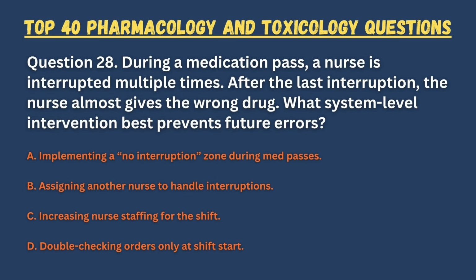Question 28. During a medication pass, a nurse is interrupted multiple times. After the last interruption, the nurse almost gives the wrong drug. What system-level intervention best prevents future errors? A. Implementing a no-interruption zone during med passes. B. Assigning another nurse to handle interruptions. C. Increasing nurse staffing for the shift. D. Double-checking orders only at shift start.